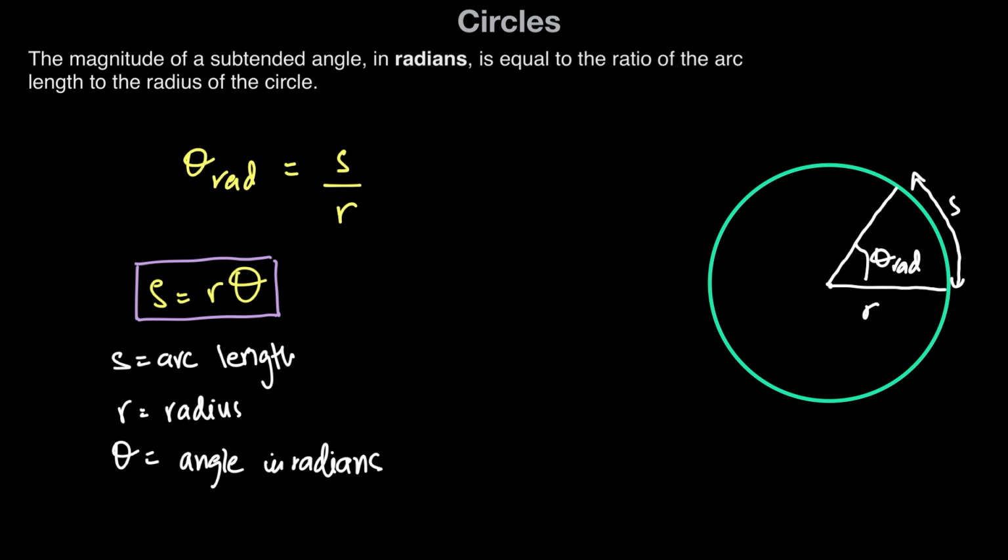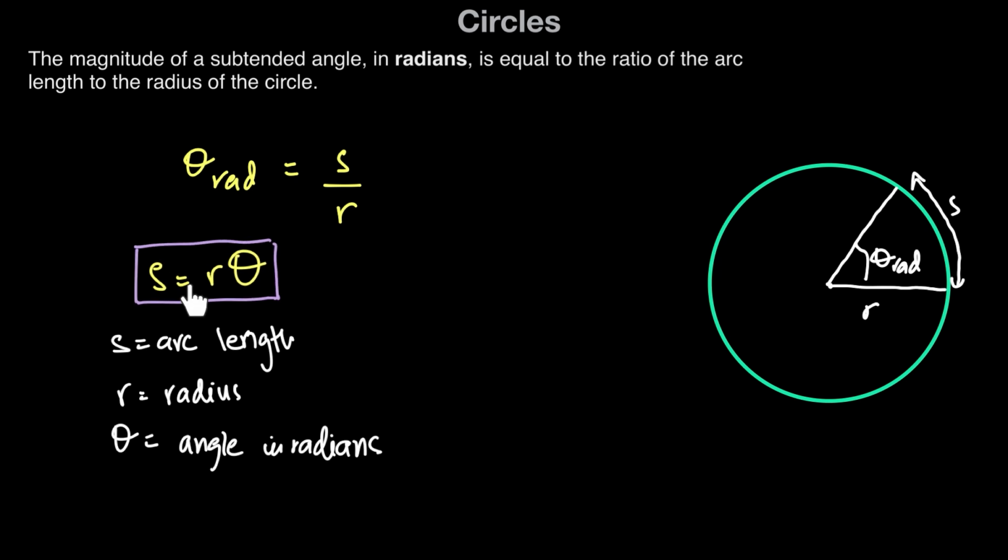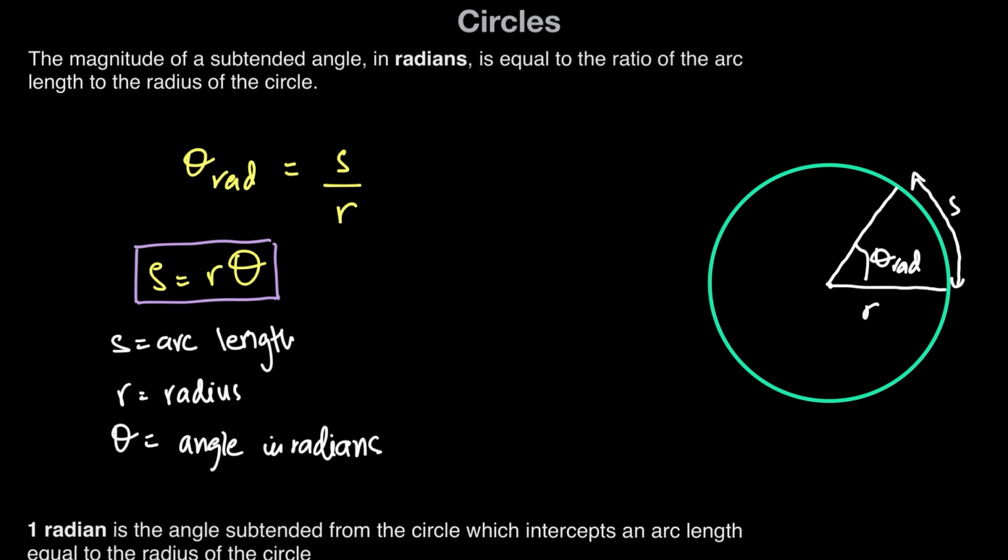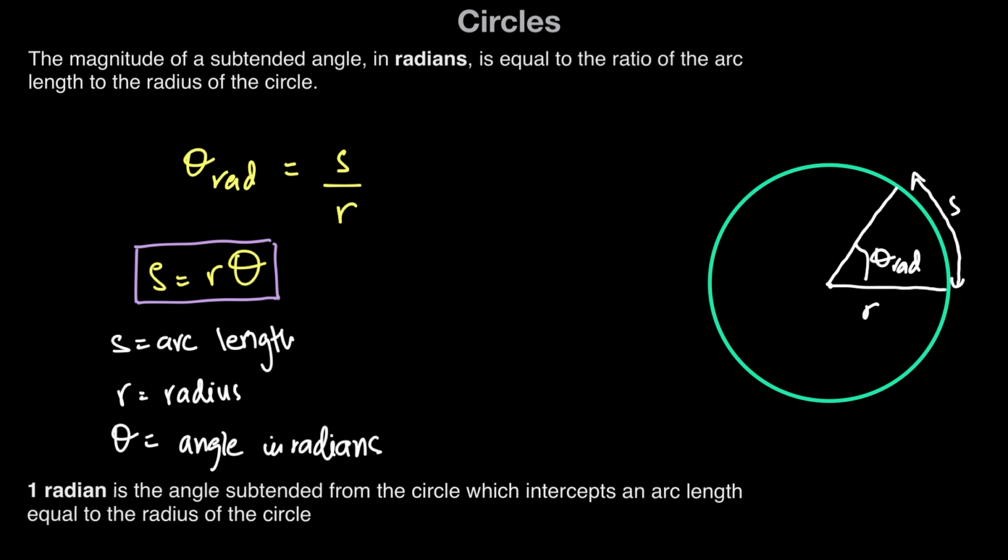And looking at this expression, we can define the radian more specifically. 1 radian can be defined as the angle subtended from the center of the circle which intercepts an arc length equal to the radius of the circle. What that means is, by definition, if the angle subtended from the center was 1 radian, then the arc length would be equal to the radius.